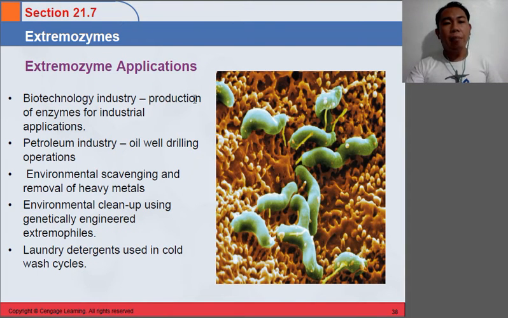And we have several applications of extremozymes. The biotechnology industry, production of enzymes for industrial application. We need this also for the petroleum industry, the oil well drilling operations. We have environmental scavenging and removal of heavy metals, bioremediation, environmental cleanup using genetically engineered extremophiles, and laundry detergents used in cold wash cycles. So these are very important enzymes that are applicable in our day-to-day life, especially when we improve our industry.